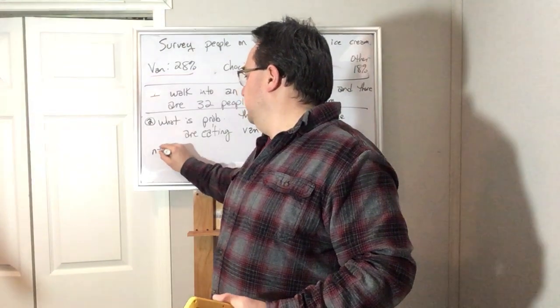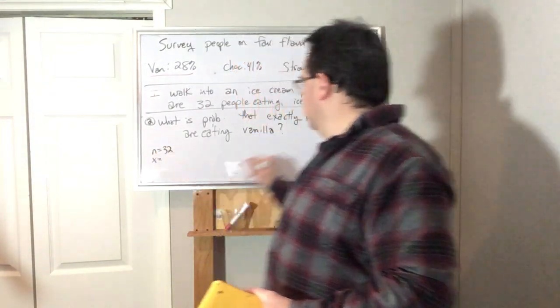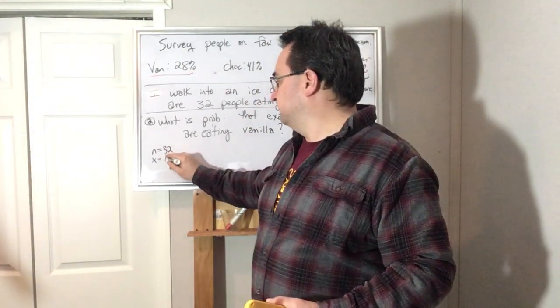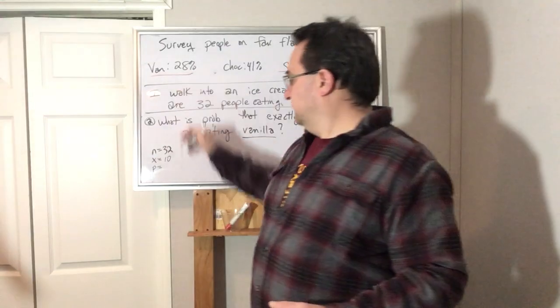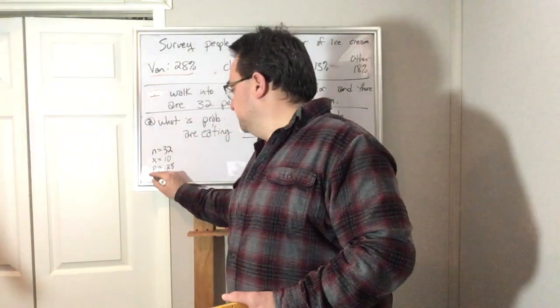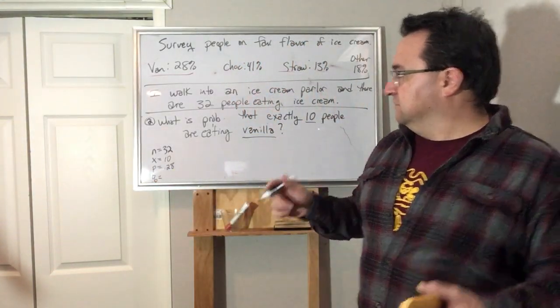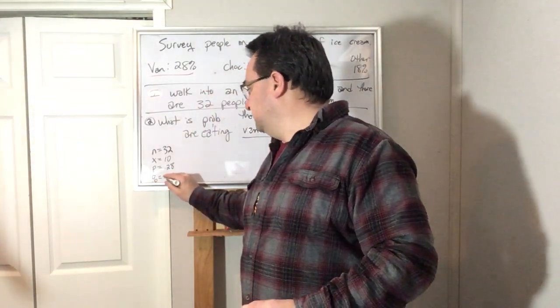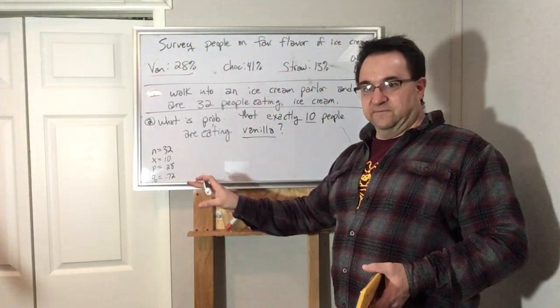So, total people, still 32. This time, the number I'm wondering about, 10 people. What's the probability that they actually like the vanilla? 28%, 0.28. What's the probability that they don't like vanilla, failure? That would be 1 minus 0.28. That's 0.72. There's my information.